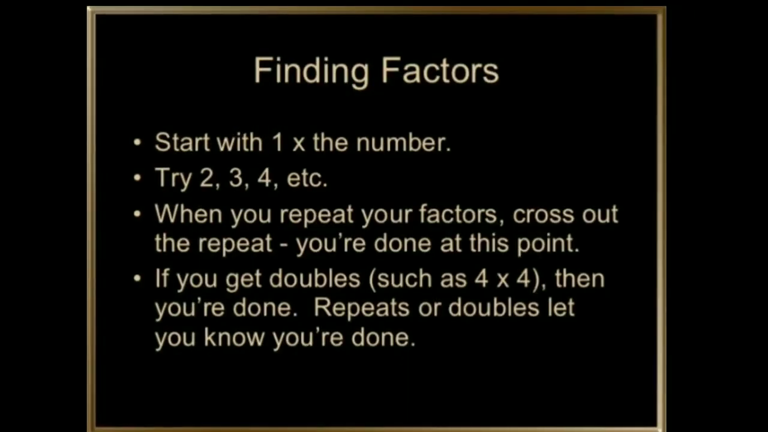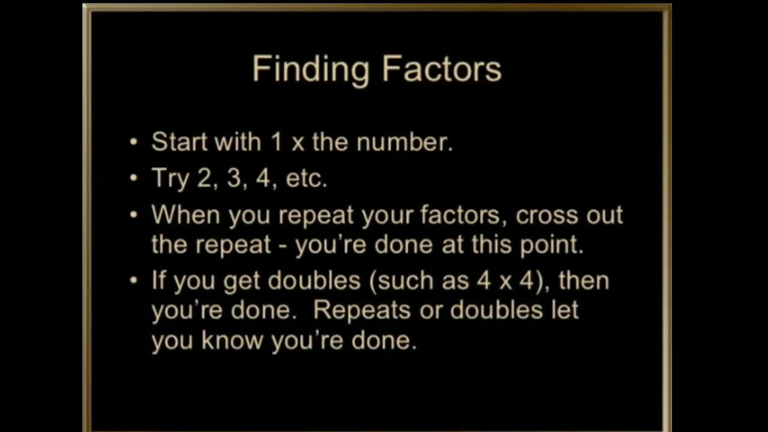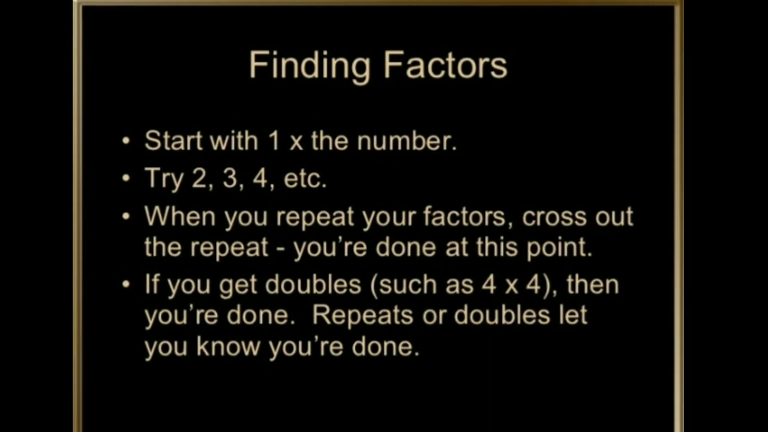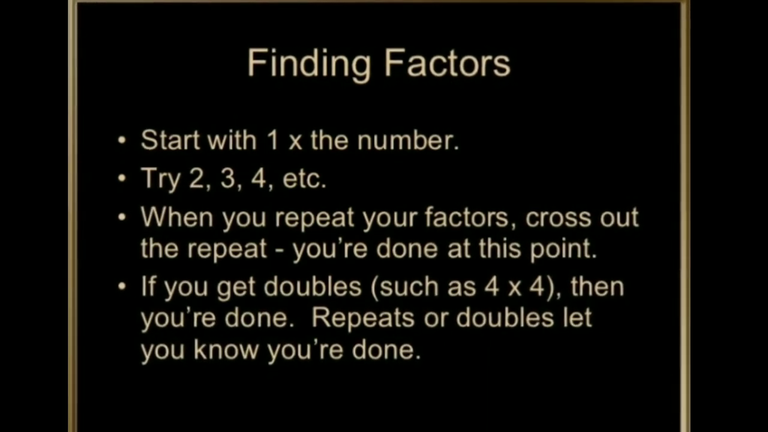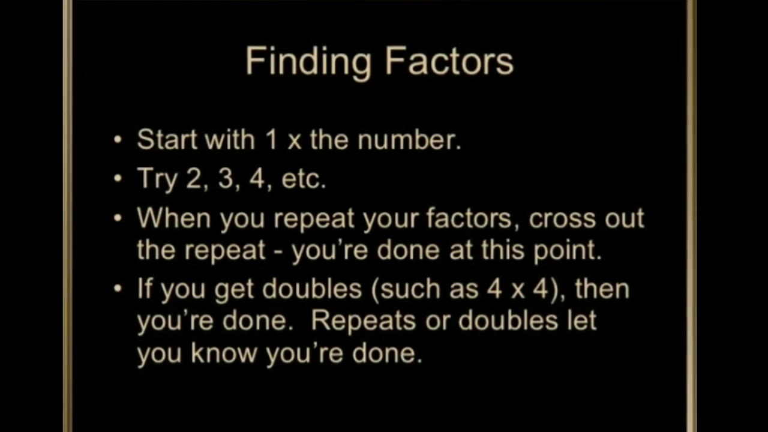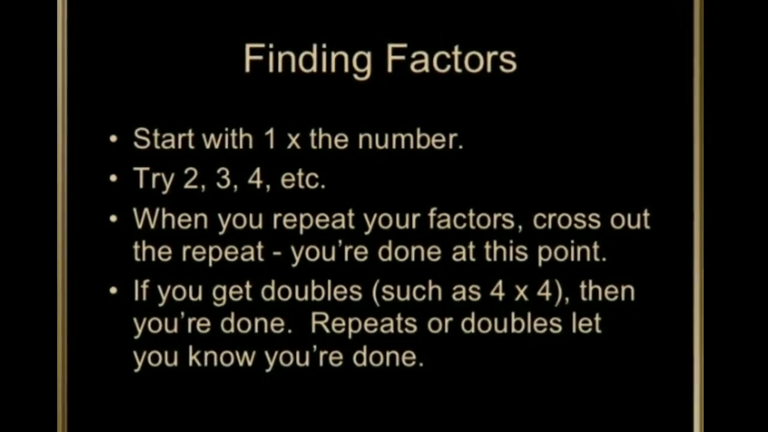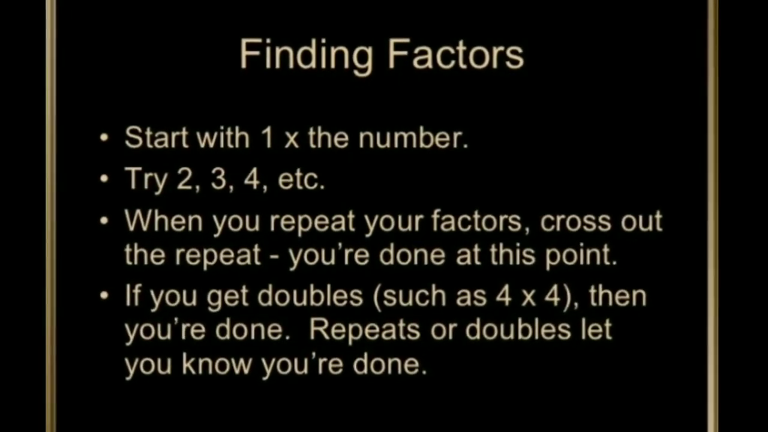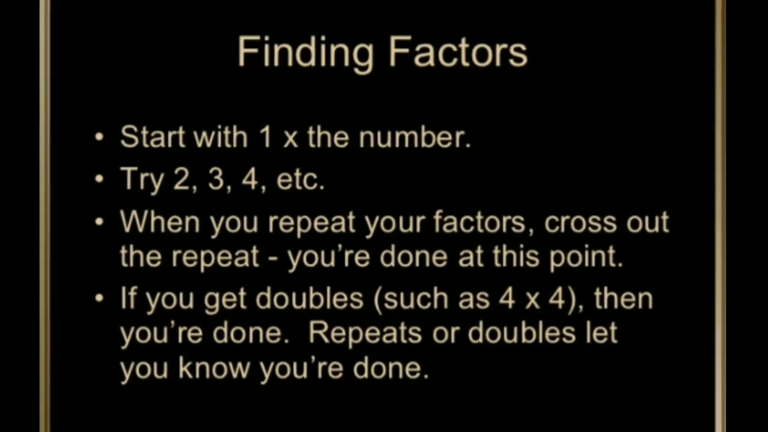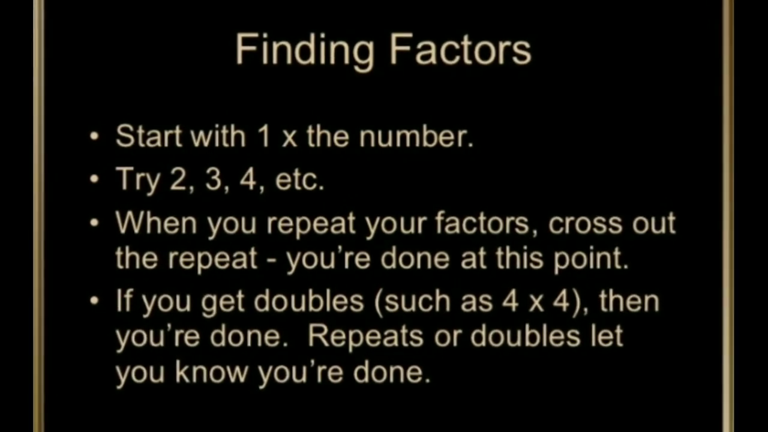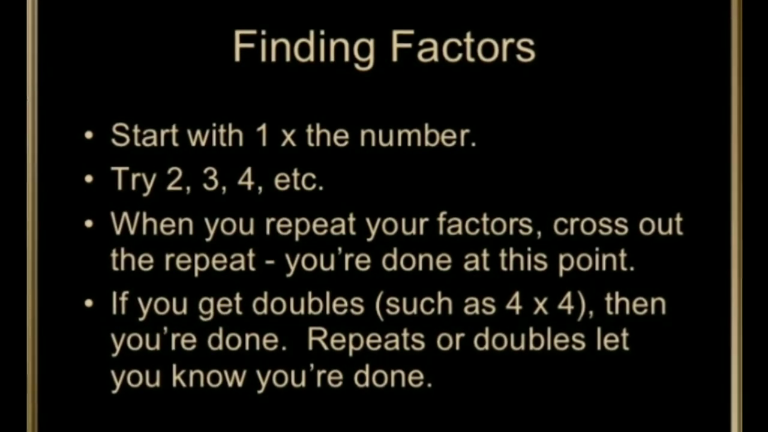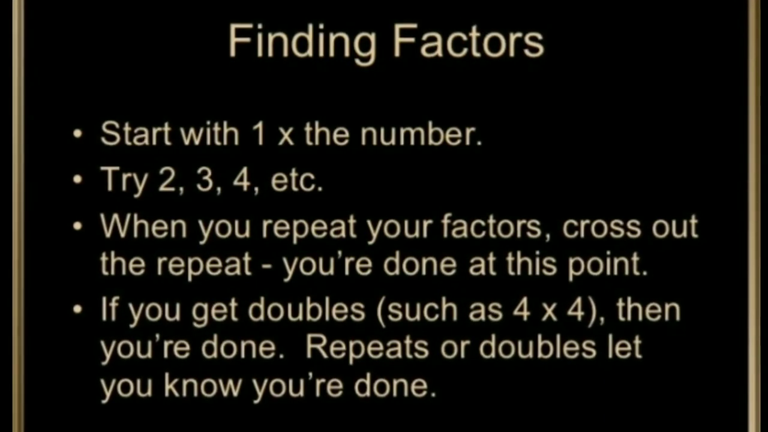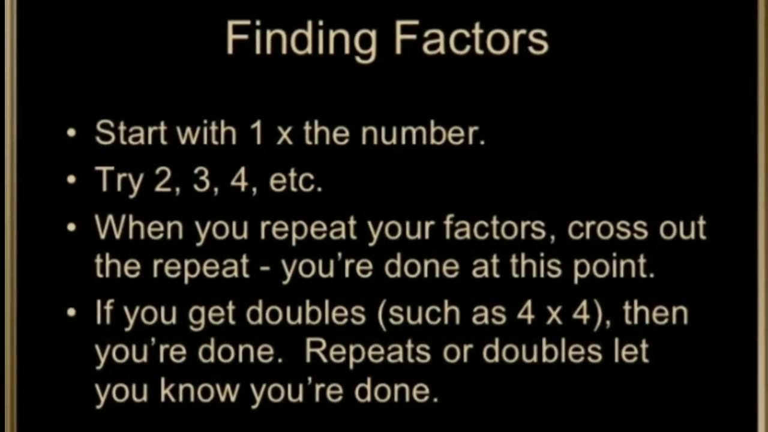For finding the factors, you have to follow the given steps. First of all, you have to start with 1 into the number. It means that the first factor of every number is 1. So you just multiply 1 with the given number to find the first factor. After that, try the same process with the continuation, like with 2, 3, 4. Next step is when you repeat your factors, cross out the repeat, you are done at this point. And the last step is if you get doubles such as 4 into 4, then you are done. Repeats or doubles let you know you are done.